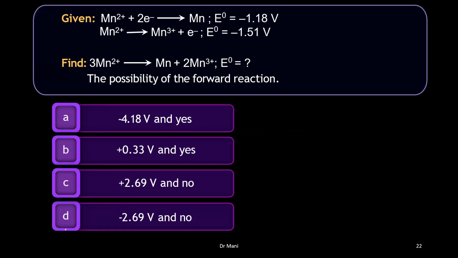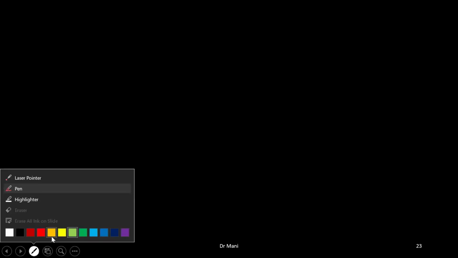So it's given like this. Mn plus 2 plus 2e minus is giving rise to Mn. And the other one, Mn plus 2, is giving rise to Mn plus 3 plus e minus.